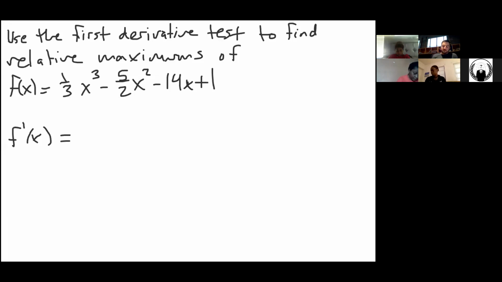If I take the derivative of 1/3 x cubed, bring the exponent down, 1/3 times 3 is 1, meaning I'm just left with an x squared. When I look at the -5/2 x squared, when I bring my exponent of 2 down and multiply by it, the 2 and the division by 2 cancel each other out, leaving me with just a 5x. So remember, I have to subtract 1 from the exponent.